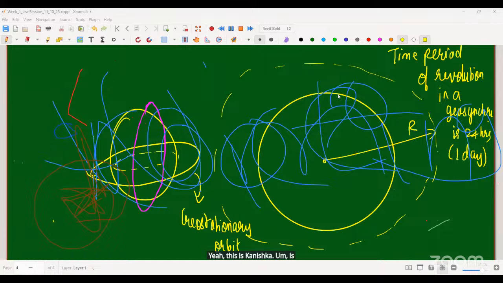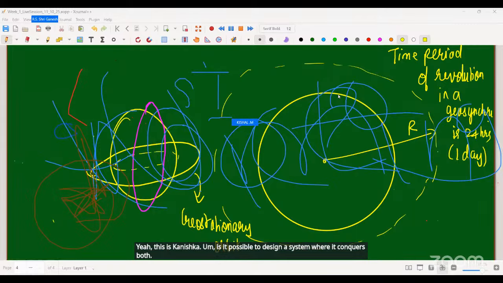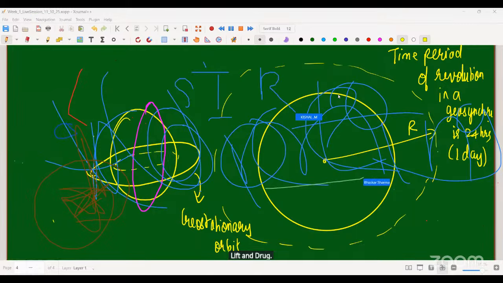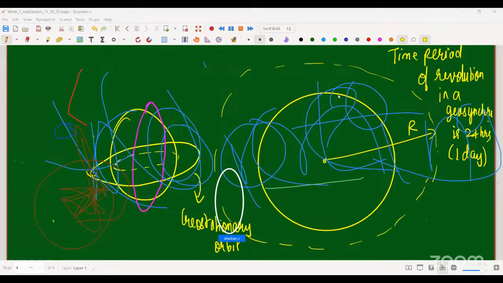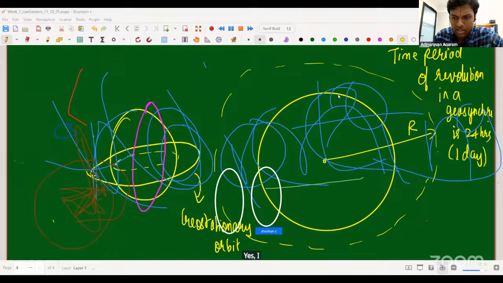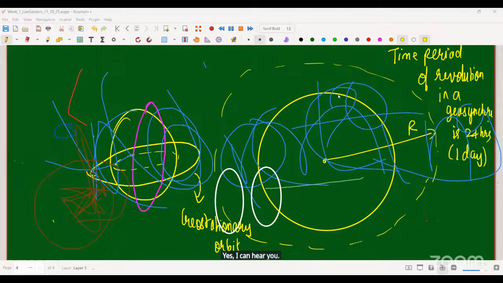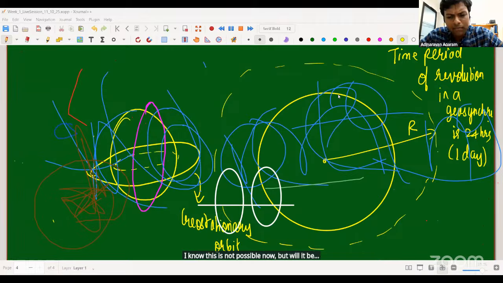Is it possible to design a system where it conquers both lift and drag? Sorry, your voice is breaking. Can you repeat your question? Can you hear me now? Yes, I can hear you. Is it possible to design a system which can overcome both weight and drag? I know it is not possible now, but will it be possible in the future?